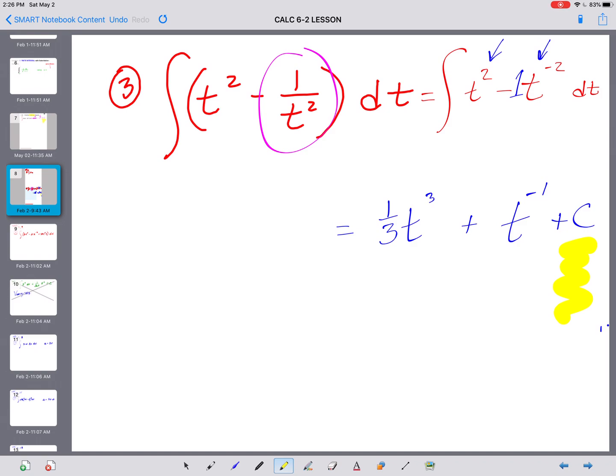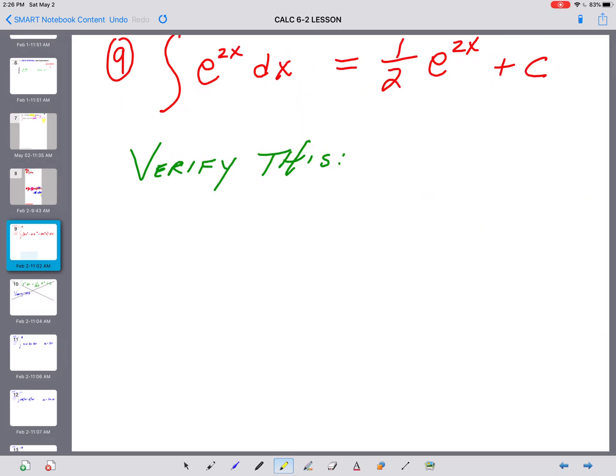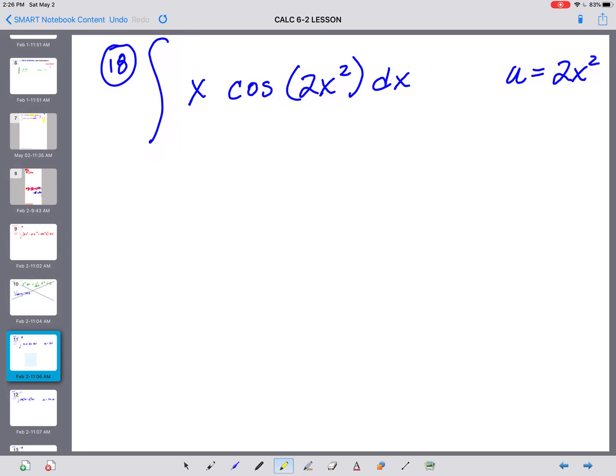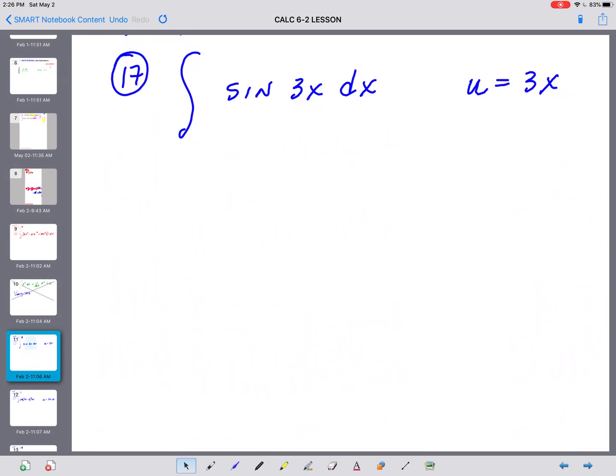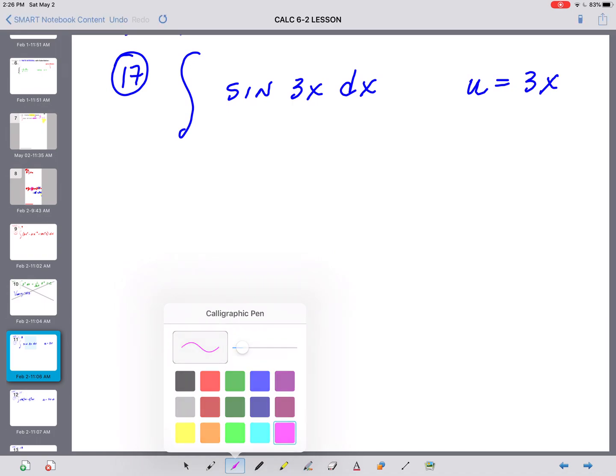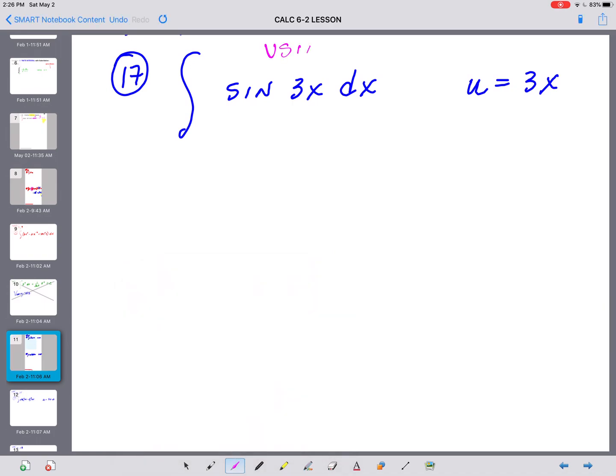Okay, the next one, 17. Let's go find 17 here. There it is, 17. Now, this is using substitution. There's our integral.